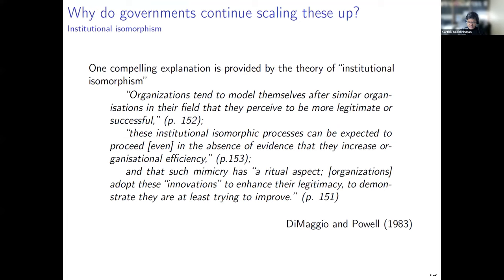This is a set of quotes from this classic paper by DiMaggio and Powell. They talk about this idea of institutional isomorphism. Some of the key ideas there are that organizations tend to model themselves after similar organizations in their field that they perceive to be more legitimate or successful. These institutional isomorphic processes can be expected to proceed even in the absence of evidence that they increase organizational efficiency. And such mimicry has a ritual aspect: organizations adopt these innovations to enhance their legitimacy, to demonstrate that they're at least trying to improve.